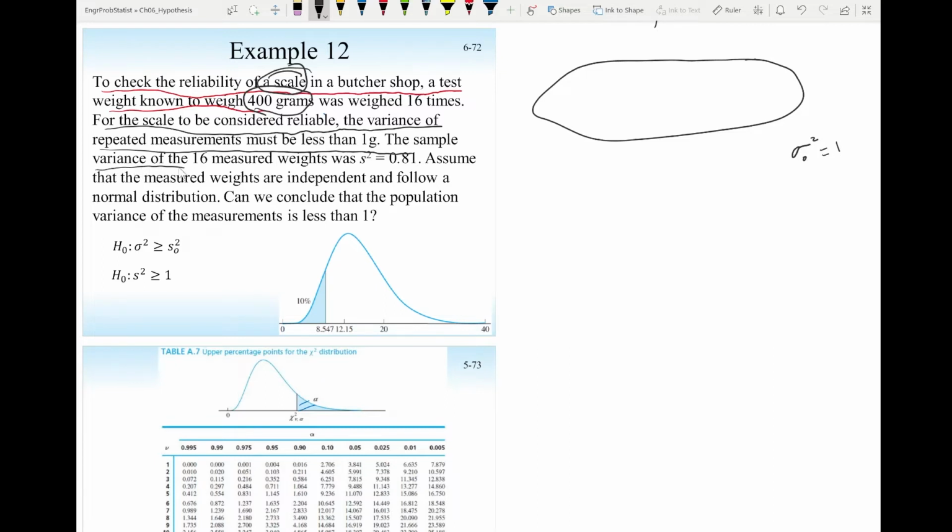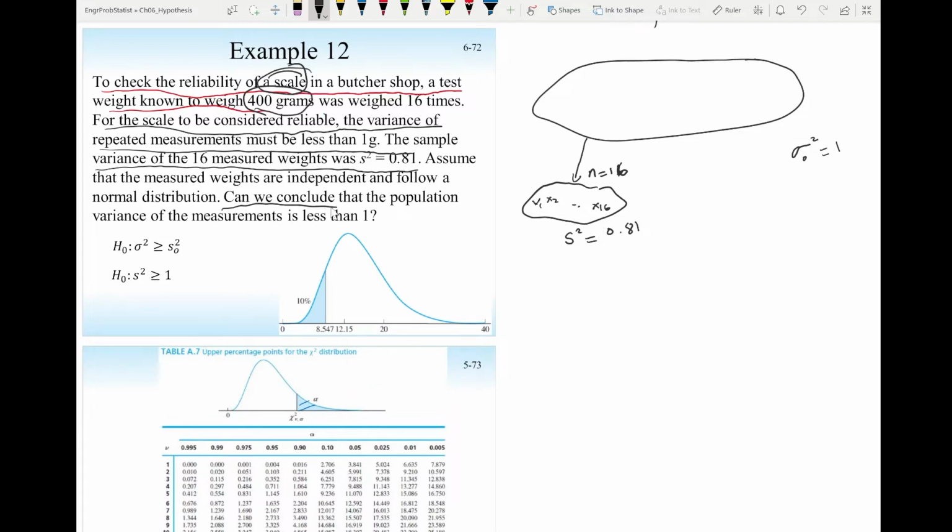The sample variance of 16 measured weights was 0.81. So we used the scale and we made 16 measurements, and the variance of the samples came to be 0.81. Assume that the measured weights are independent and follow a normal distribution. That means all these values here, x1, x2, all the way to x16, don't affect each other. Just because x1 came to be 400, that doesn't mean x2 will be less or more. It could be any randomness.